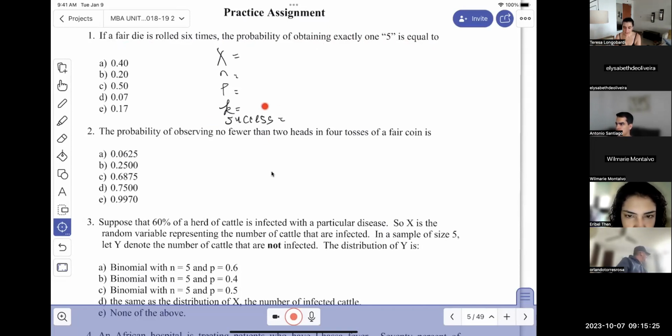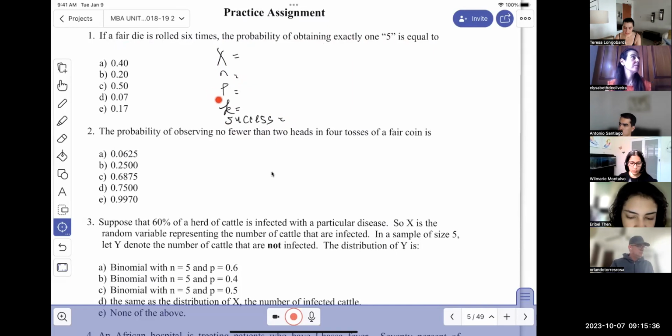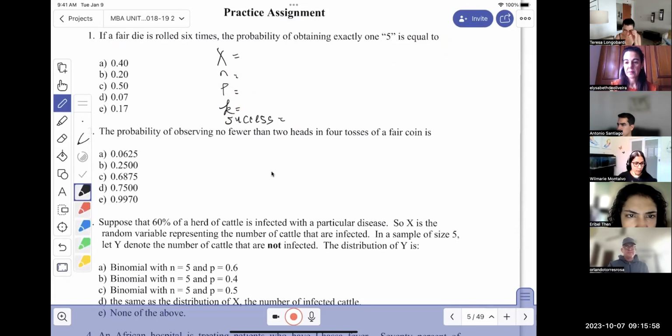So first, it has to be a success or a failure. There are n trials, so we have to find out how many times we repeat the experiment, and that we know the probability of getting what we're looking for. That's p. These are called the parameters. This is the variable, and I'm going to write here the values that it takes, and then we'll talk about what k is. So how many times do we repeat this rolling of the die? 6. So we repeat 6 times.